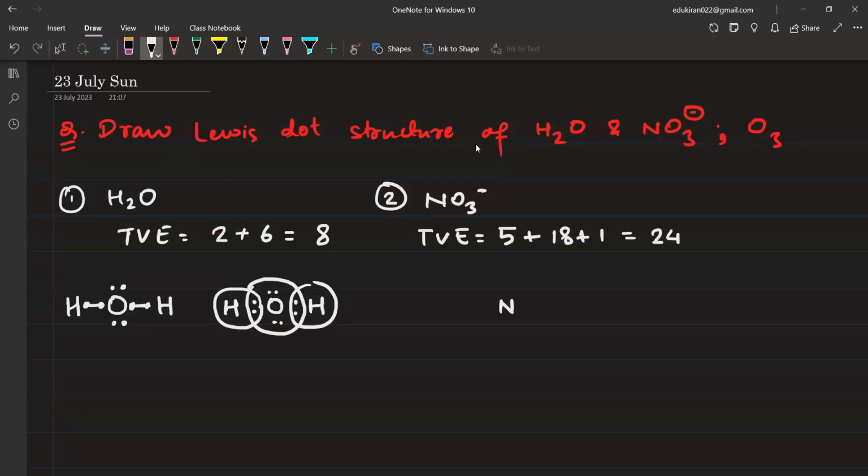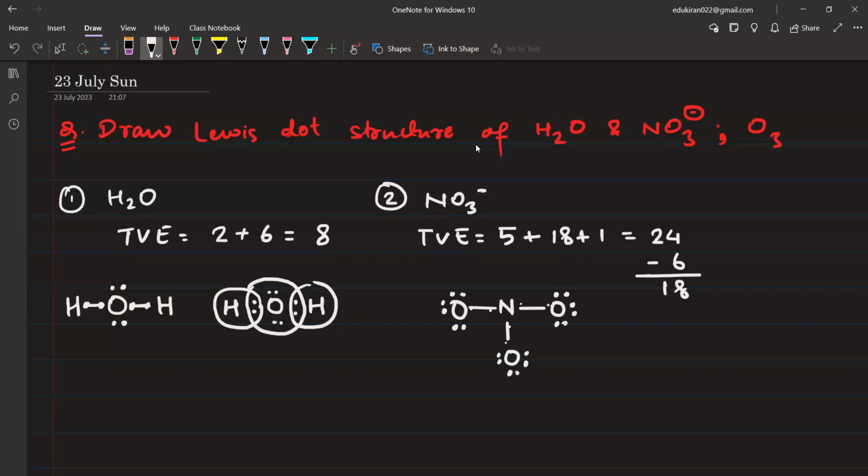Then I have nitrogen, which is less electronegative, and then I will draw 3 oxygens like this. Now I have used how many electrons? 1, 2, 3, 4, 5, 6 electrons. So 24 minus 6 will be equal to how much? 18. So 18 electrons are remaining. So I will put up the 18 electrons like this. 1, 2, 3, 4, 5, 6. So this oxygen is happy. So I move to the next oxygen. 1, 2, 3, 4, 5, 6. And 6 is remaining. So 1, 2, 3, 4, 5, 6. I go to the next atom only after the first atom is happy.